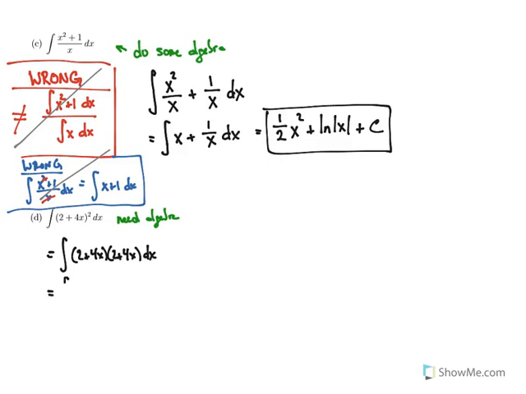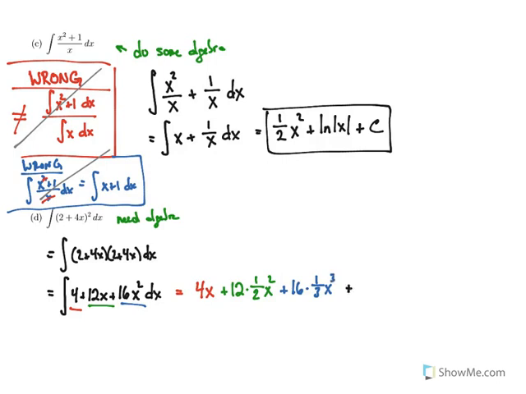We can distribute everything, though, and write this as 4 plus 16x plus 16x squared. And now I can take the antiderivative of all of these. We have the 4x from that first term. We have a plus 12 times 1/2 x squared and a plus 16 times 1/3 x cubed plus c.